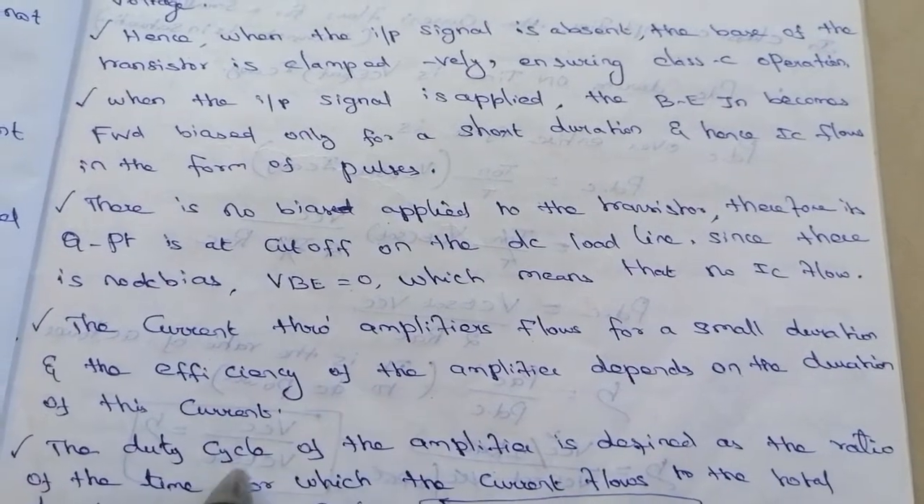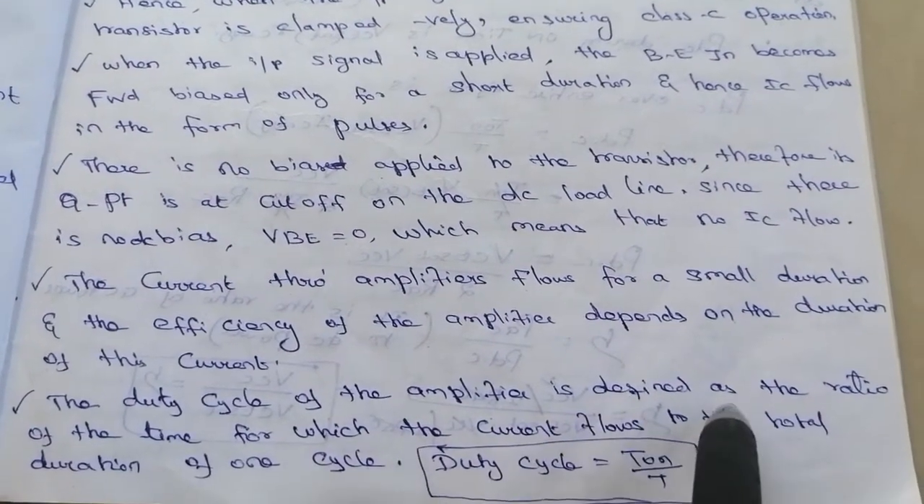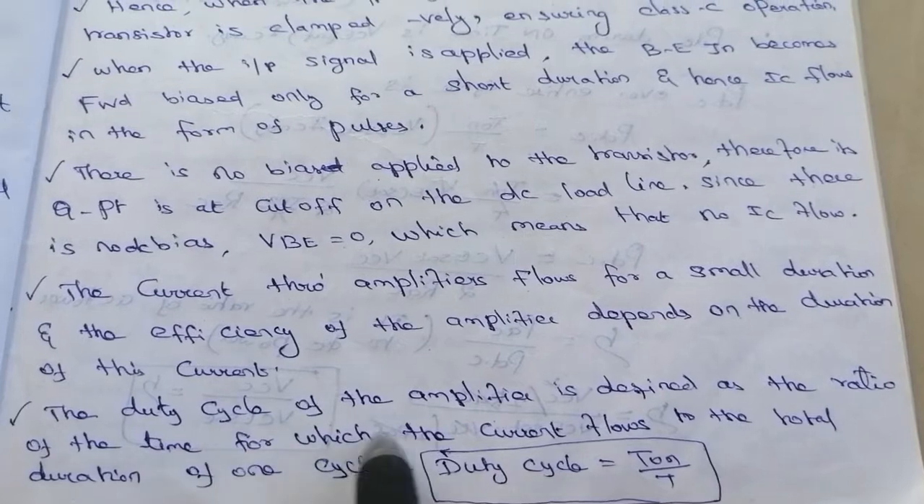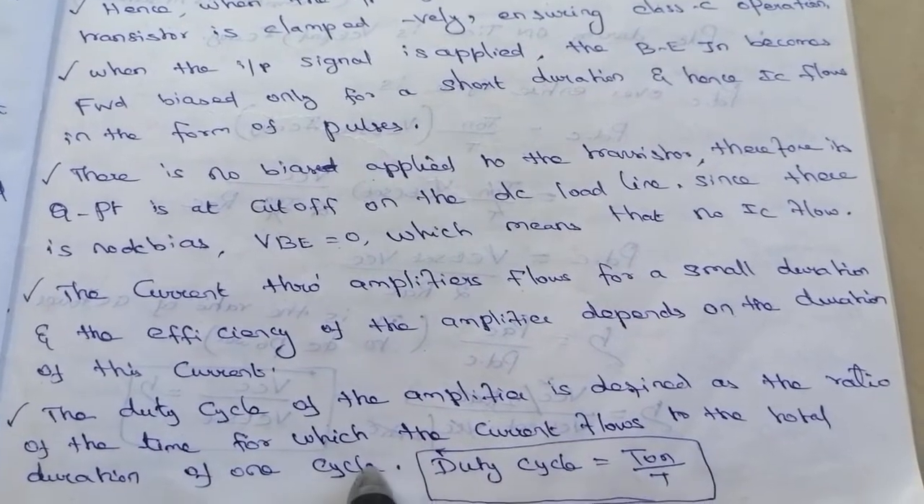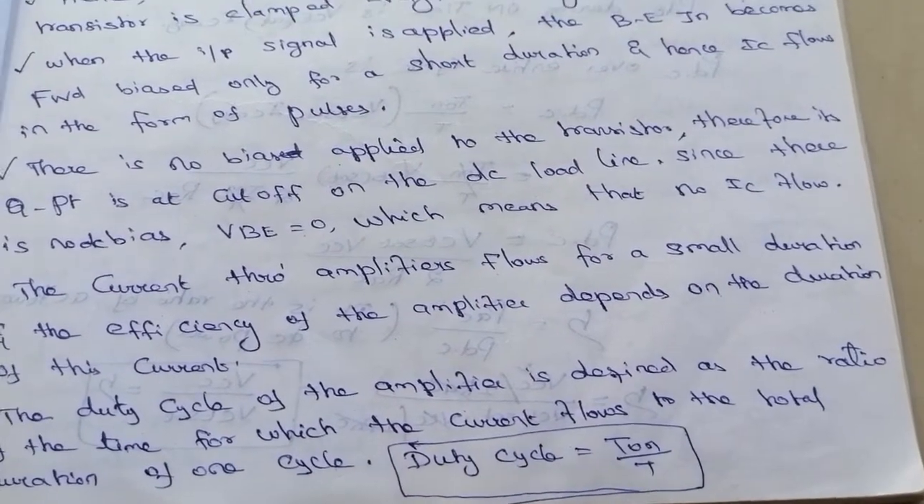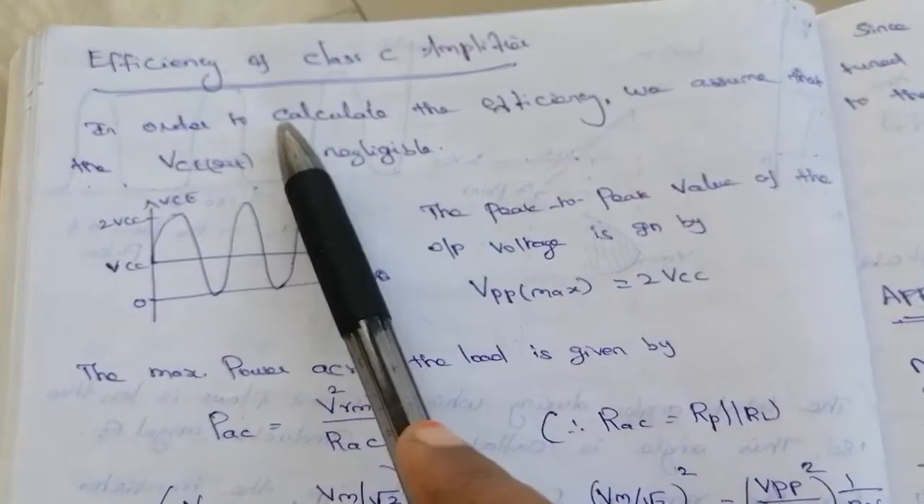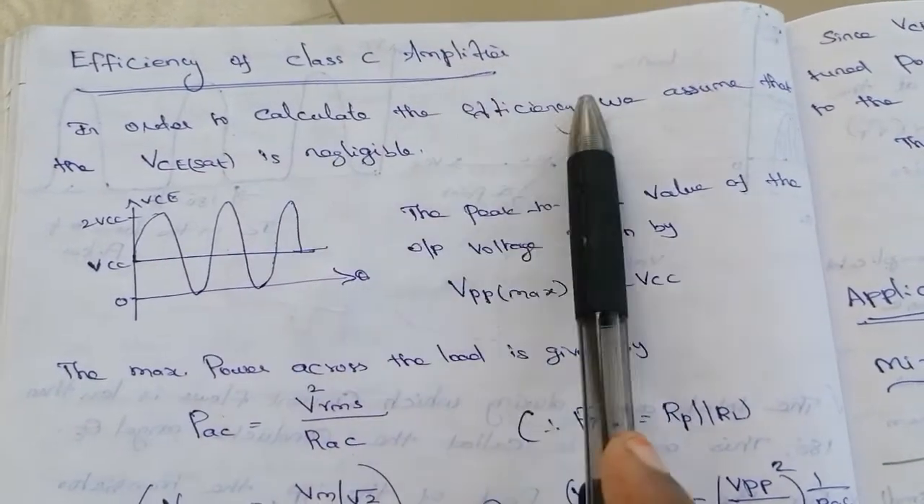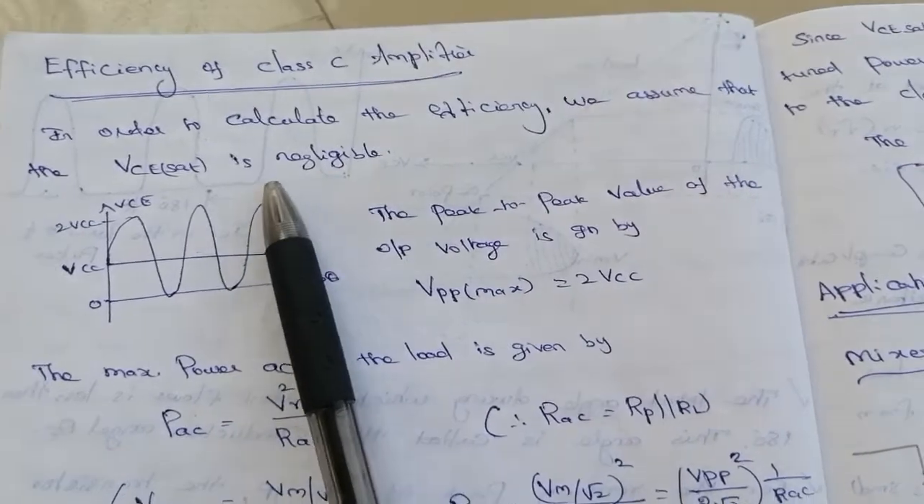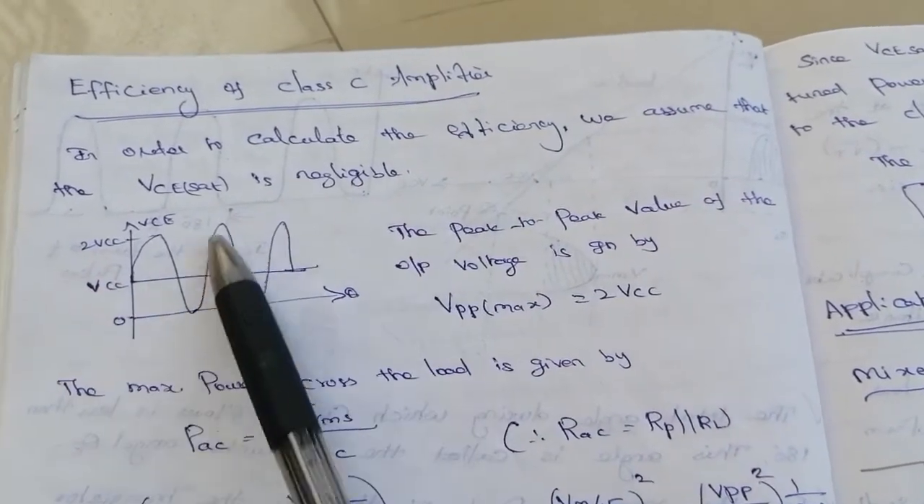of this current. The duty cycle of the amplifier is defined as the ratio of the time for which the current flows to the total duration of one cycle, that is T on by T, the duty cycle. To calculate the efficiency of the amplifier, we assume that the VCE saturation is negligible. So this is the waveform.